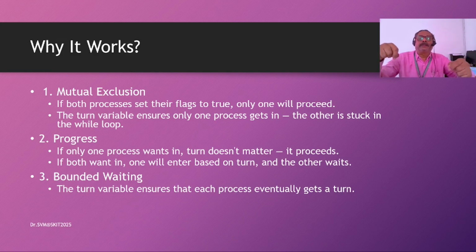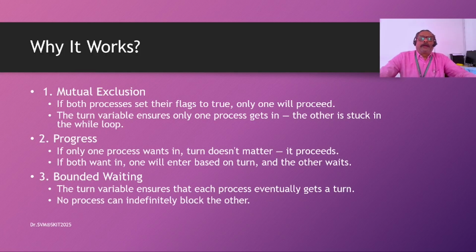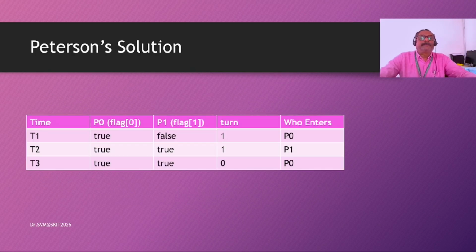Therefore progress is guaranteed, and definitely the waiting is limited, because the time each process takes to complete its critical section is bounded. Once the critical section is done, definitely the second one gets a chance. So there is bounded waiting, and no process can indefinitely block the other. That's how we have to make sure the critical section completes in a bounded period, and not that it keeps waiting forever. That's how the critical section should be properly designed.